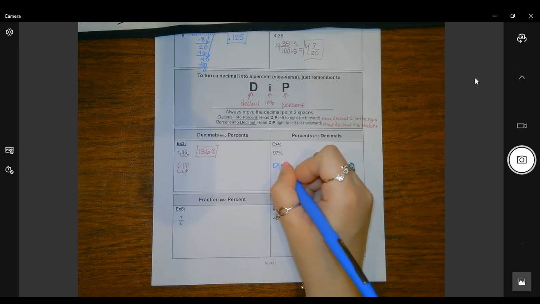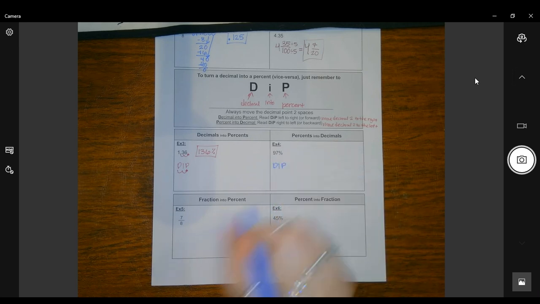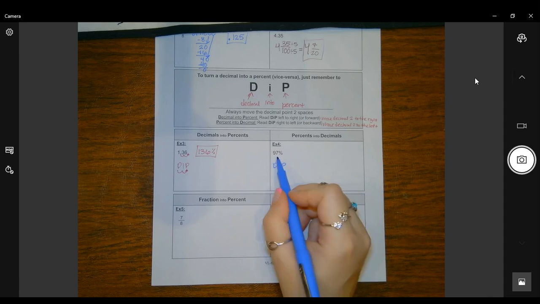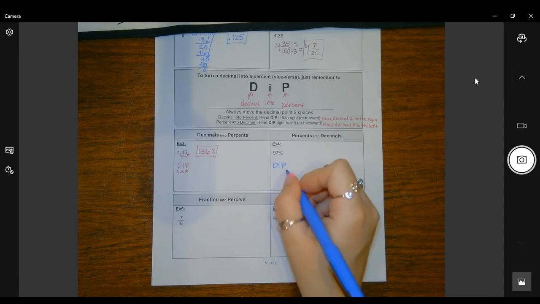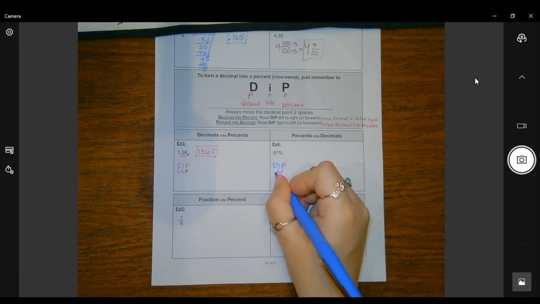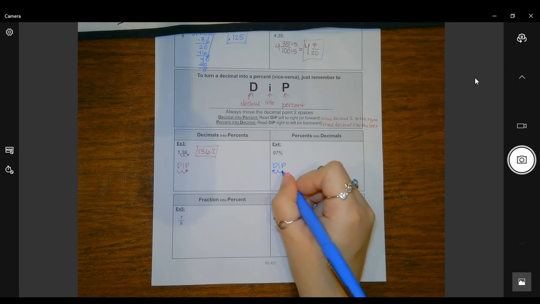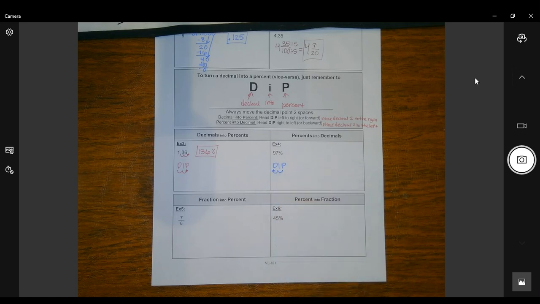If I'm going from a decimal to a percent, that's not what I'm doing though, am I? I'm going from a percent to a decimal. So I'm actually going to move this way, which means I'm going to move it 2 places to the left. And you're like, great, I'm going to move the decimal. Where is the decimal? Well, think about it.